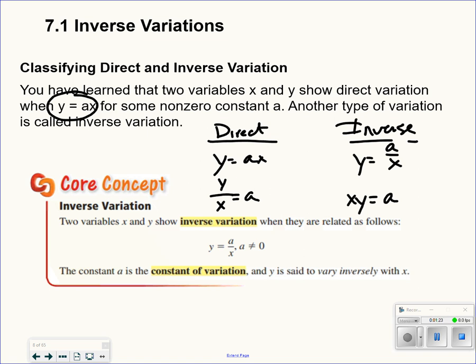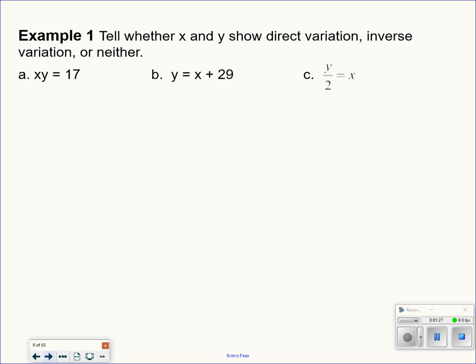So those are the two things, looking for a direct and an inverse variation. Now notice there's nothing being added or subtracted. There's just a constant value. So the first thing I'm going to say is, is it a direct or inverse variation or neither? In the first one, x times y equals a constant. That is an inverse variation. You're not allowed to add or subtract anything, so that is a neither.